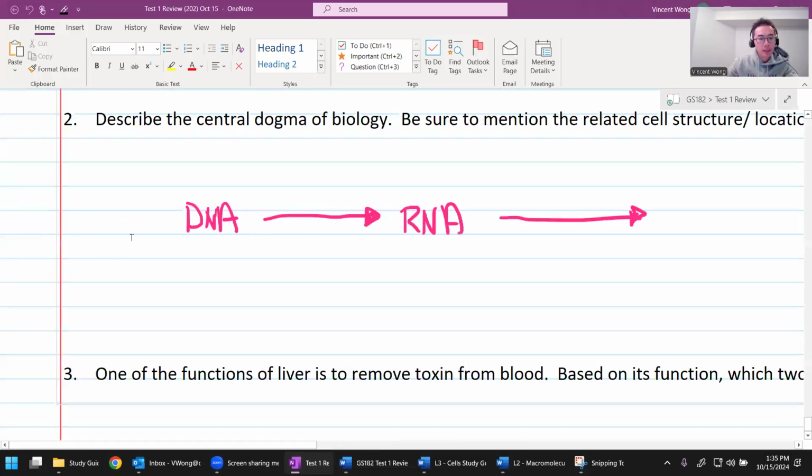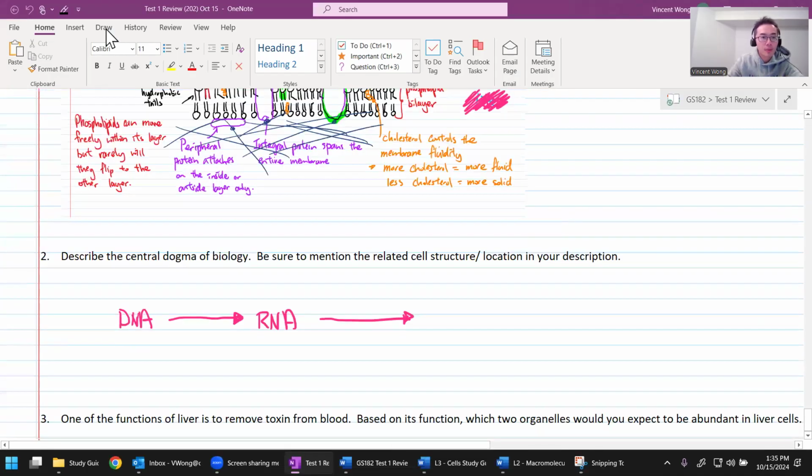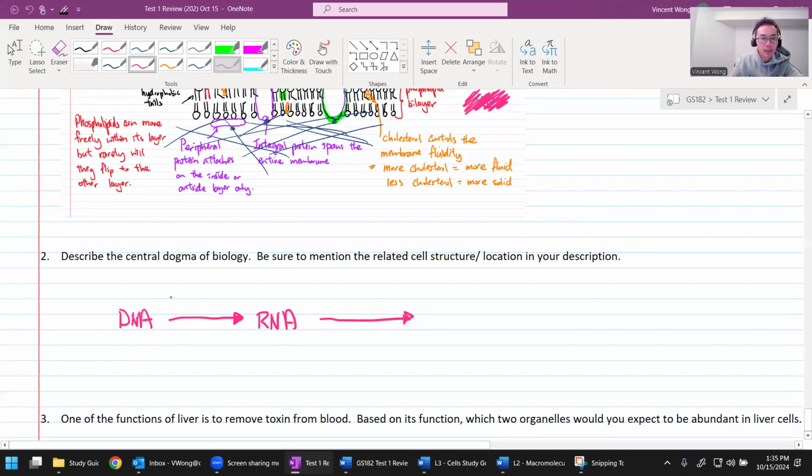Okay, let me try that again. So that's called transcription, and transcription happens in the nucleus. Once you make a copy of the DNA, it's going to exit the nucleus through the pores, go into the cytoplasm, and the ribosome will come and use the copy to make protein. This is called translation, and that happens in the cytoplasm.